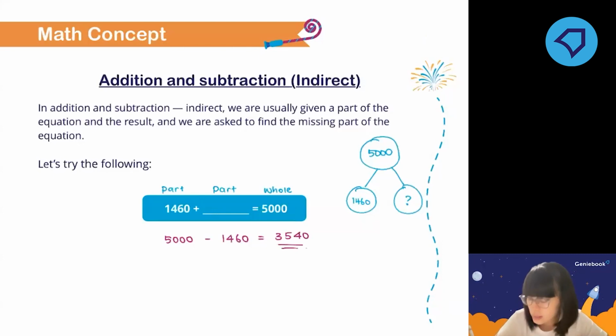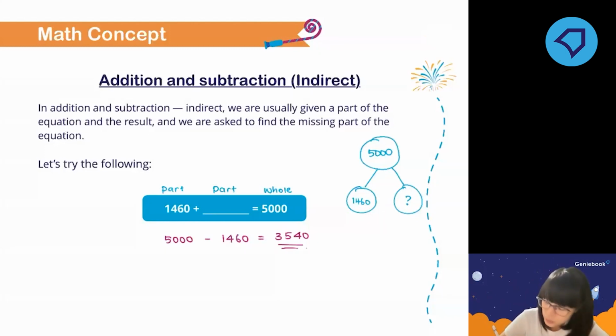3,540. Do all of you get this one? For those of you who did not get 3,540, please double check on your regrouping. Okay, let's do one working. The subsequent one I will leave the working to you guys. Okay, let's do the working for this one.